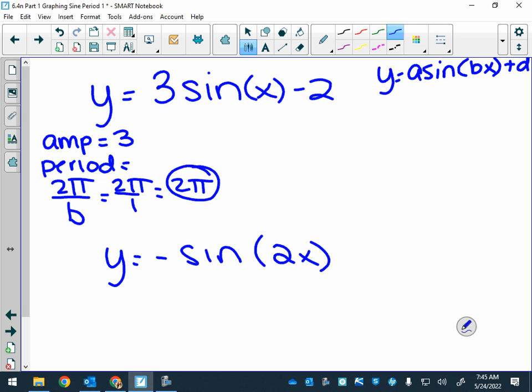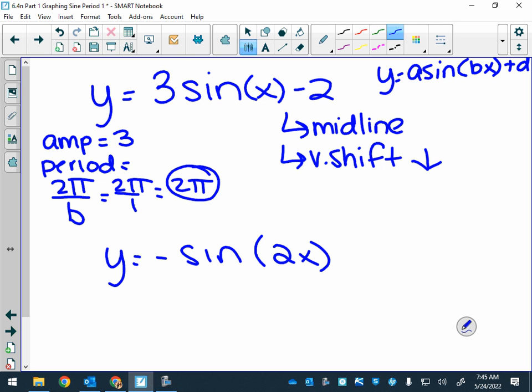We have a new midline, which is called what? What direction are we moving in? Down 2. Okay, we have a vertical shift. Down 2. So our midline starts at -2. We count 3 above and 3 below to show our bookends.